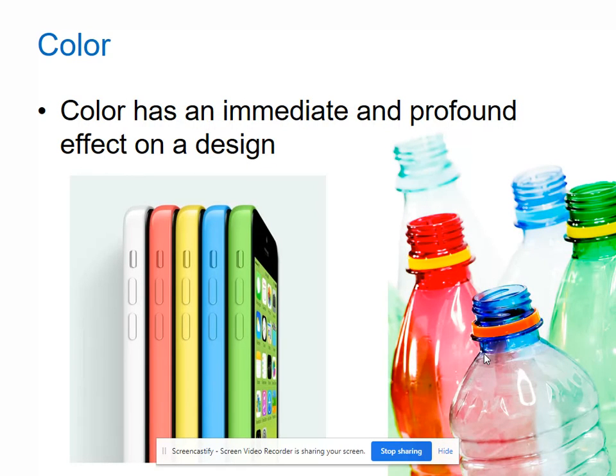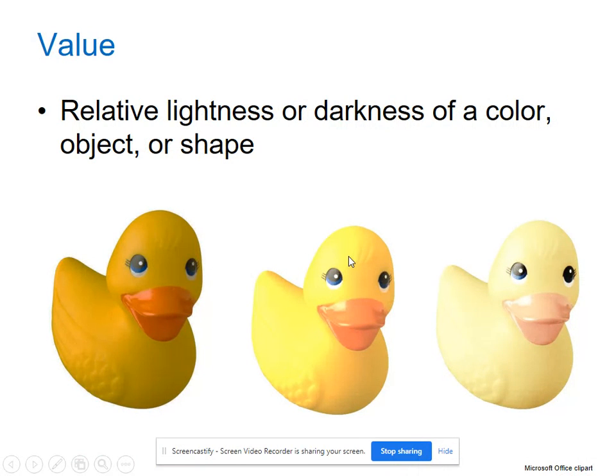So color has an immediate and profound effect on design. iPhones were black, and that was how you got them for many, many years. And then they came out with this version of the iPhone, and they had 5 different colors. You'll also see plastic bottles occasionally have different colors attached to them. The colors are going to give you different feelings when you look at them.